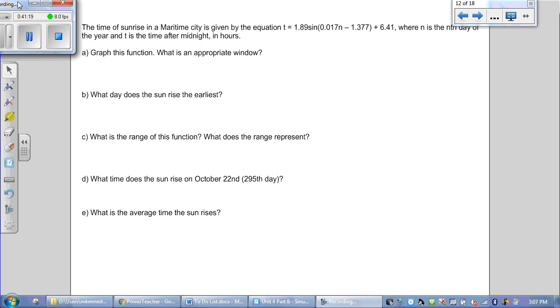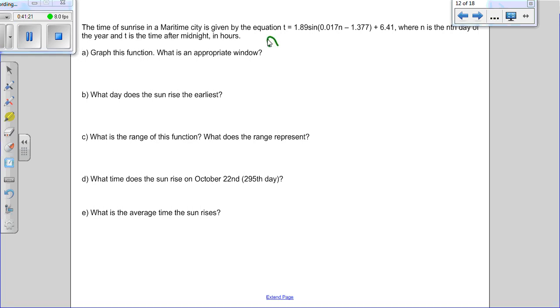So I'm going to say hour of day. It does tell you after midnight. So midnight would be hour 0, so it would basically be like a 24-hour clock. 1 would be 1 a.m., 2 would be 2 a.m., 12 would be noon, 13 would be 1 in the afternoon. It's a 24-hour clock.